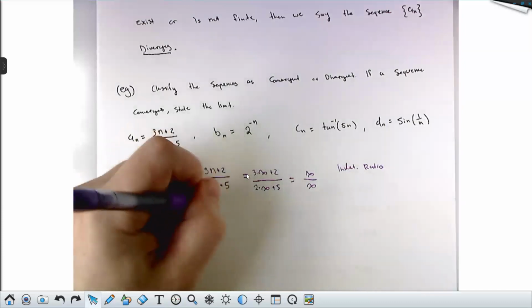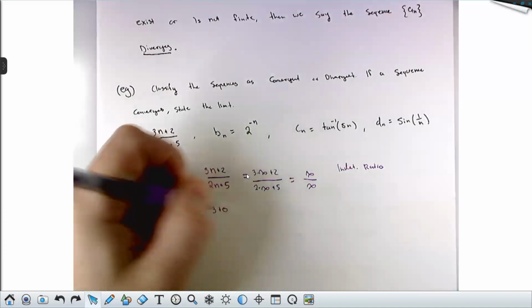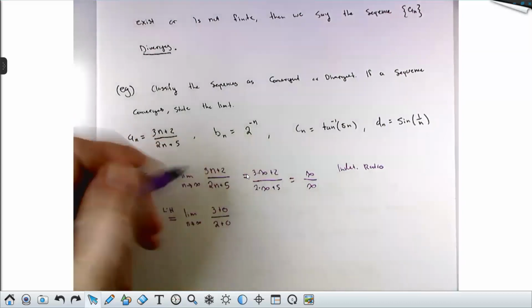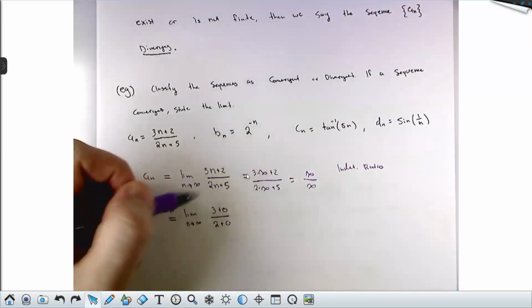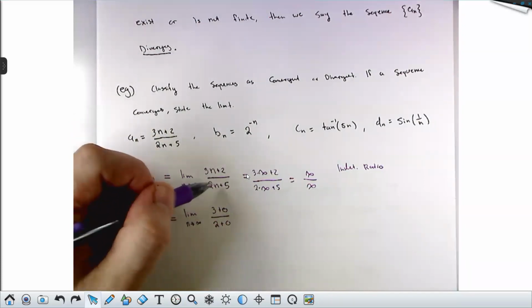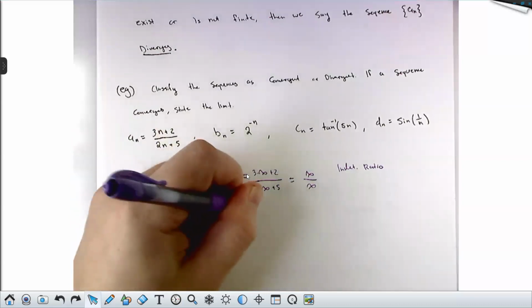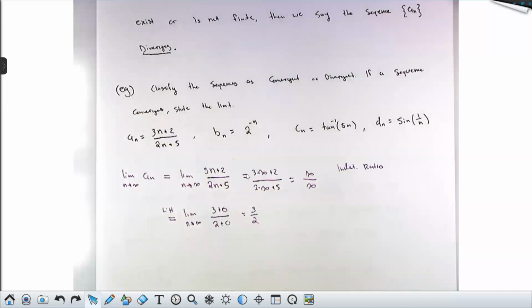If we take the derivative of the top, that's 3 plus 0. You take the derivative of the bottom, that's 2 plus 0, right? The derivative of 3n, just like the derivative of 3x, would be 3. The derivative of 2 would be 0. The derivative of 2n, just like the derivative of 2x, would be 2, and the derivative of 5 is 0. So this would just be 3 halves. And that's correct. But here we actually didn't need L'Hopital's rule.